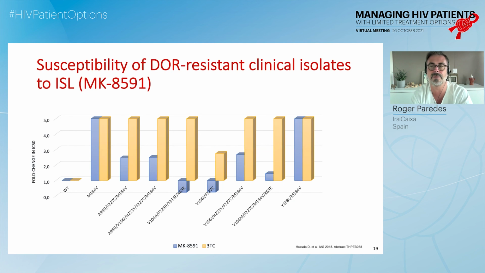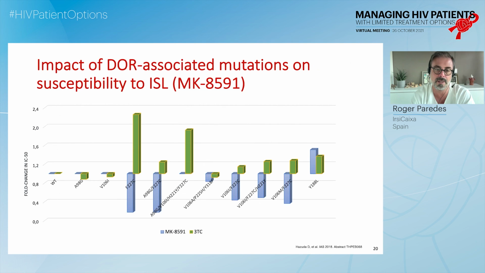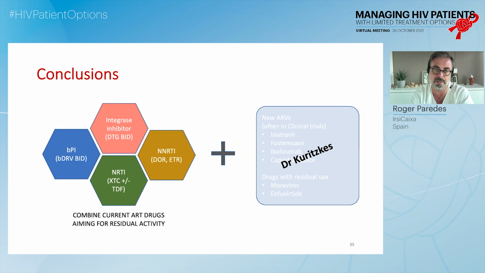Another advantage of islatravir is that doravirine-resistant isolates might actually be susceptible to islatravir, as shown here. So the combination of doravirine and islatravir might be something worth considering. Again, here you can see the impact of doravirine-associated mutations on susceptibility to islatravir. So, for example, mutation A98G or 227C is actually associated with hypersusceptibility to islatravir. So the two drugs work well in terms of resistance when they're given together.